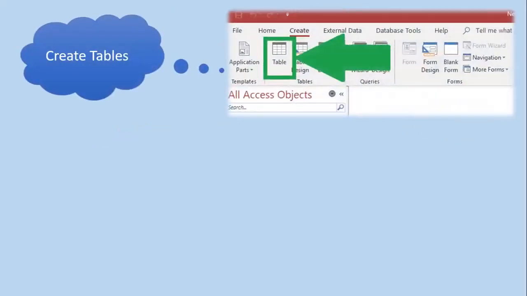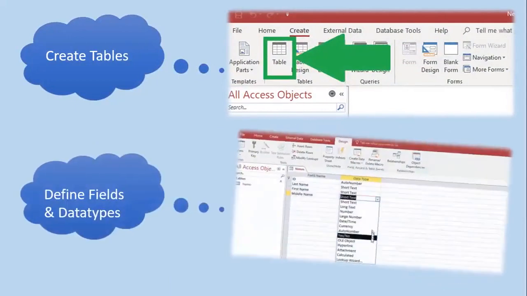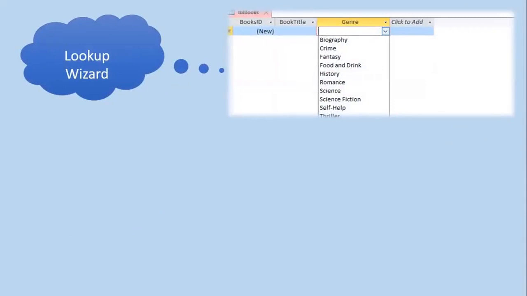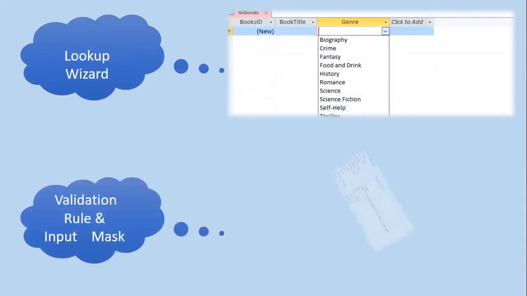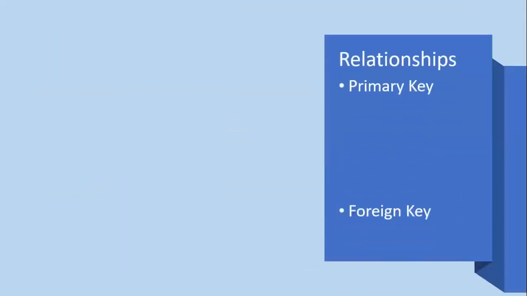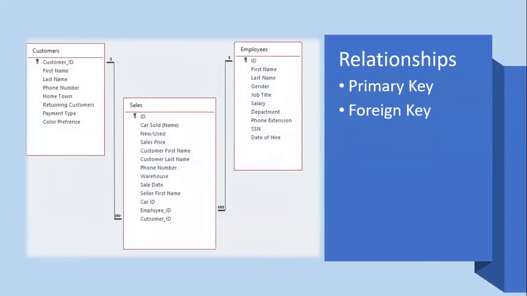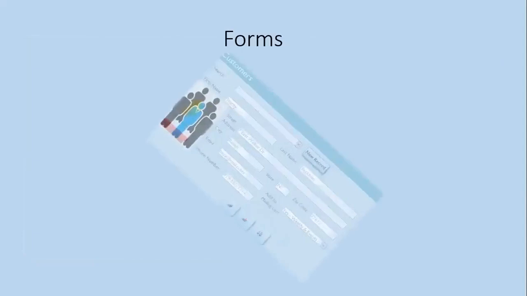You will be able to create tables, you can define table fields and their data types. You will learn how to create field properties like lookup wizard, validation rule, and input mask. You will be able to establish relationships among multiple tables using the concept of the primary and foreign keys.